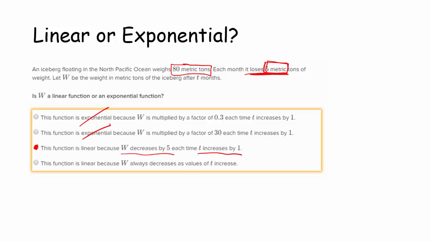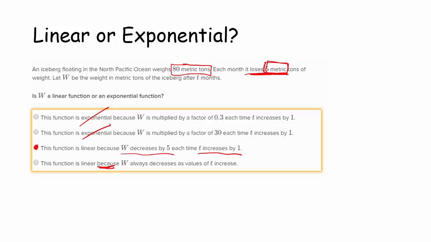What does this last choice say, though? The function is linear because w always decreases as values of t increase. Okay, that's true. W decreases when t increases because as time passes, this iceberg is weighing less and less. But that's not why the function is linear. So notice how this answer is phrased. This function is linear because... So while that statement is true, that's not what makes the function linear. Because just because a function is decreasing doesn't mean that it's linear.